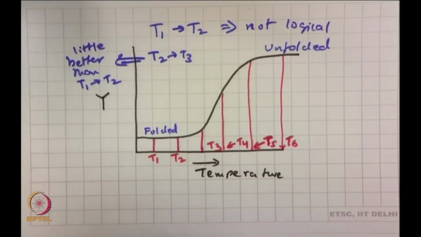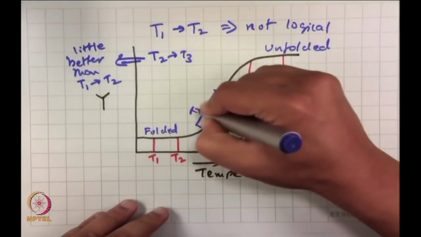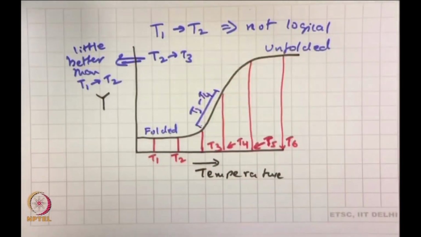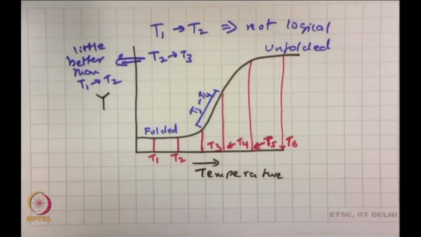Now, suppose you make a change from T3 to T4, is that a good way of doing it? Look at T3 to T4. This is T3 to T4, right. Here you have a huge change in the concentration of the folded state, right. You have moved from a place where you have just started unfolding to a place where there is a huge amount of unfolded state present. That means the concentration of the folded state has decreased. So, then T3 to T4 would be a very good interval for you to do a temperature jump, right.